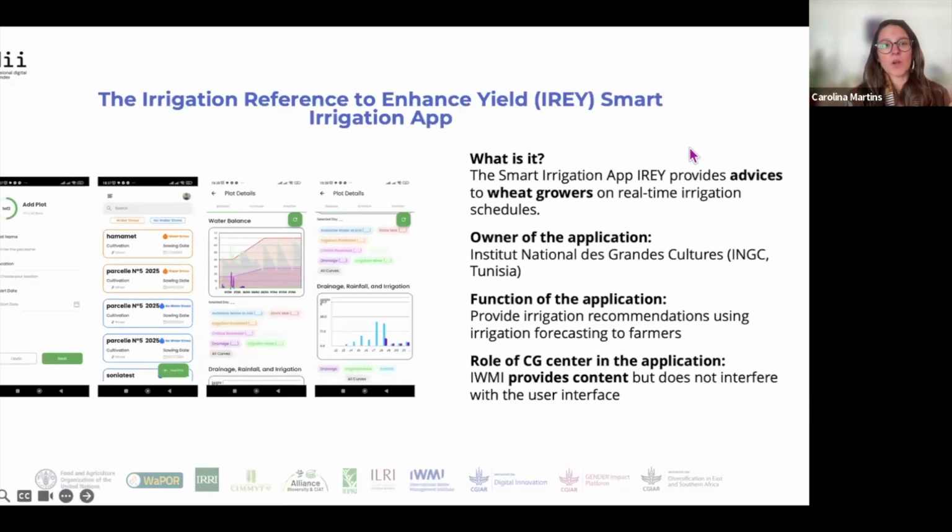So looking at our use case that I mentioned in the beginning, one of the tools that we evaluated is eRay. It's a smart irrigation app that gives advice to wheat growers in terms of real-time irrigation schedules. As I mentioned, this has been applied and deployed in Tunisia. And the goal, the function of the application, is to provide irrigation recommendations while using irrigation forecasts. So this allows, in terms of the tool, to insert what are the plots, understand what are the sowing dates, and understand what is the water level stress, and what is the need or not to irrigate that particular plot. So here on the left-hand side, you are seeing some screenshots of the interface of the tool.